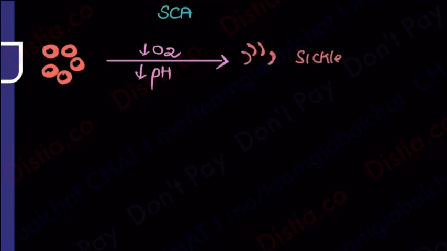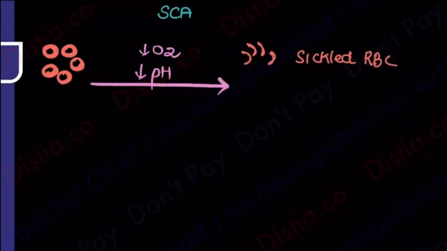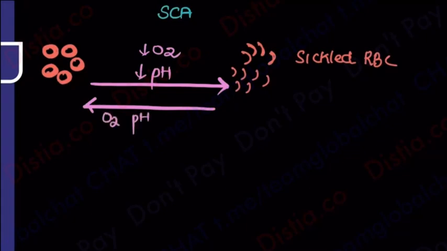But please note, immediately they are not just going to become sickled once and stay sickled for a lifetime. No, I'm going to change the direction of the arrow. That means that when the oxygen or the pH is low, they will change into these sickle shapes, and when the oxygen and the pH, or whatever situation you're talking about, come back to normal, they'll come back to their normal size and normal shape. So this is a reversible sickling that is happening. This is a reversible sickling.